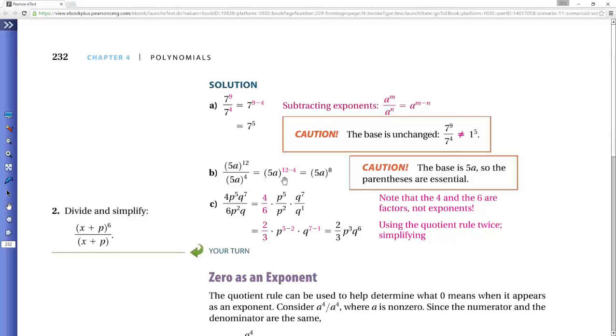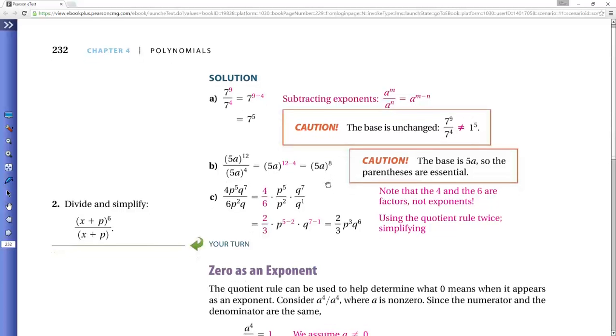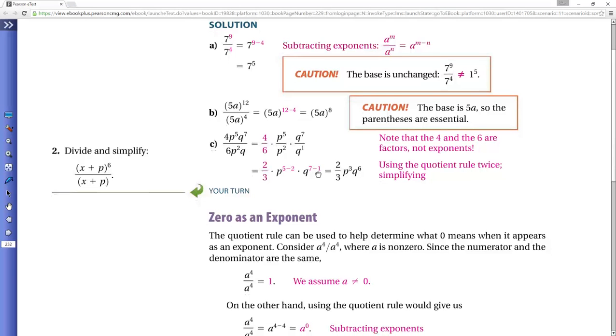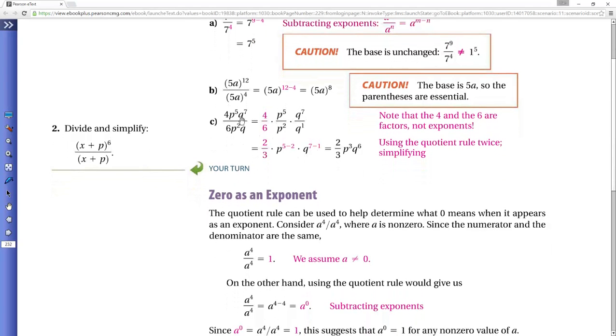Okay. A lot of errors around this. Where are the parentheses, or the base, really? What is the base? Remember that in this case 5a is the base, so it's 5a all to the 8th power, which, when we get into further rules, is a lot different than 5a to the 8th power.